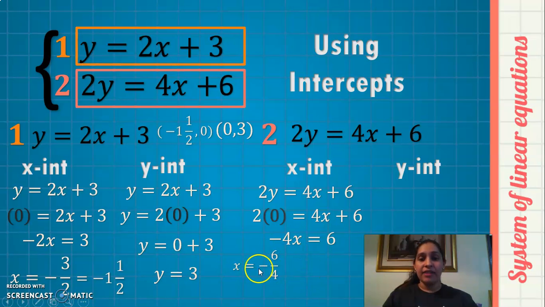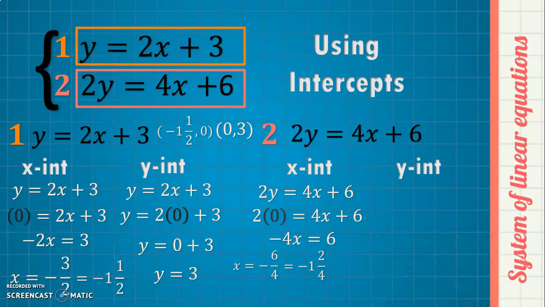This way I have x equals negative 6 over 4, but I know that this is an improper fraction, so I need to make it a mixed number. I make my mixed number and I have x equals negative 1 2/4. But I have a common factor between 2 and 4, so I simplify this and my answer will be x equals negative 1 1/2. Now, I need to find my y-intercept. My ordered pair for my x-intercept is negative 1 1/2, comma 0. Which one is my y-intercept?